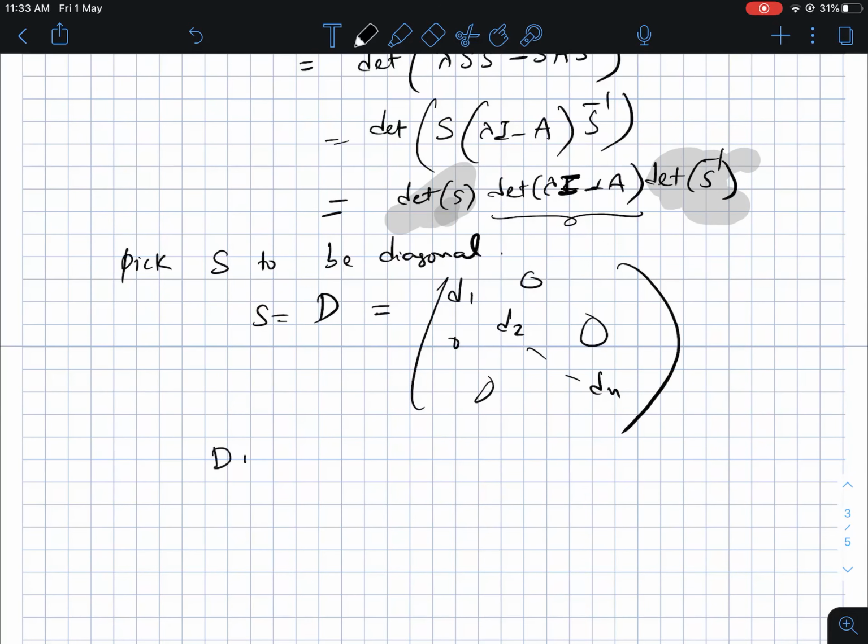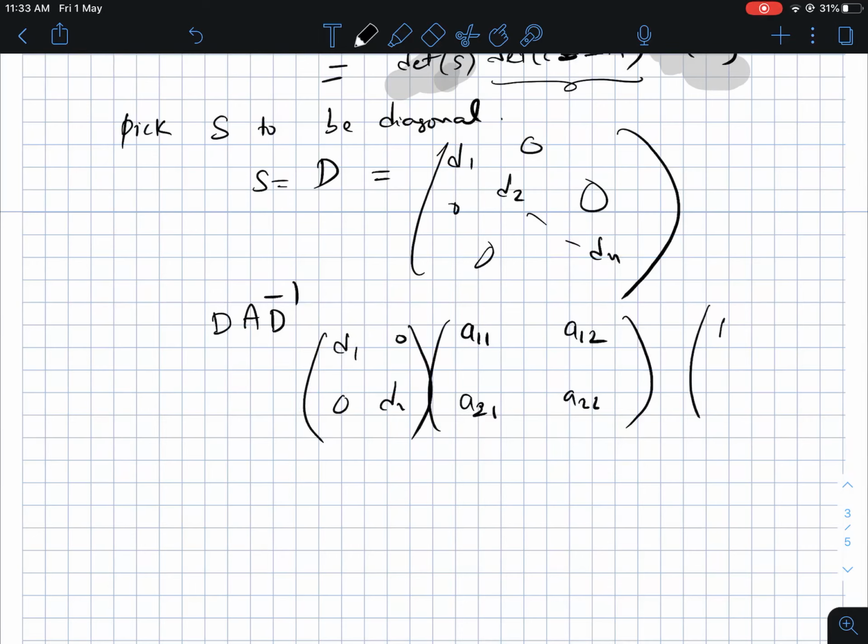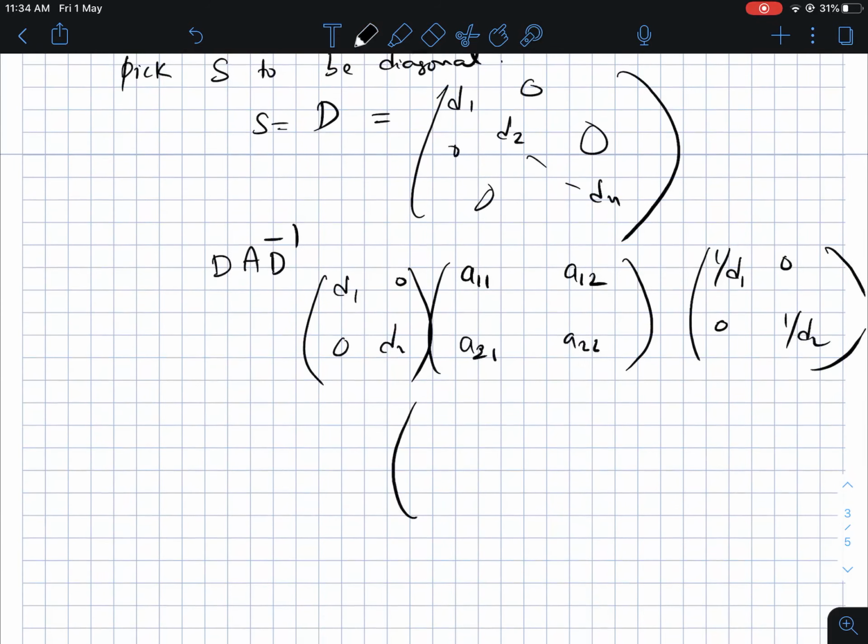So what happens when you do D A D inverse? Let's take the simple 2 cross 2 case. A is a 2 cross 2 matrix, a11, a12, a21, a22, and you multiply it with D, which is d1, 0, 0, d2, and D inverse, which is 1 by d1, 0, 0, 1 by d2. I'm just trying to compute this product here for the 2 by 2 case. So what will that be? When you multiply, d1 multiplies with a11 here, and d1 will multiply with this. When you multiply with 1 by d1, that will cancel.